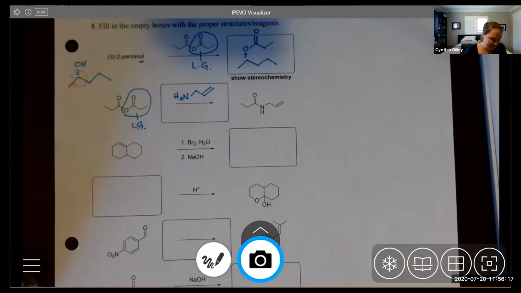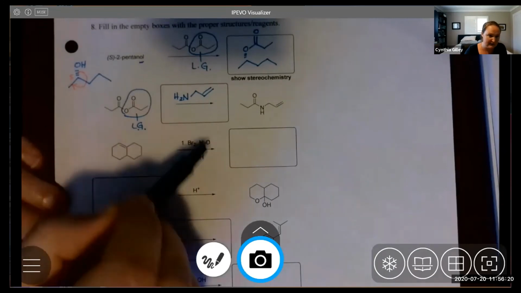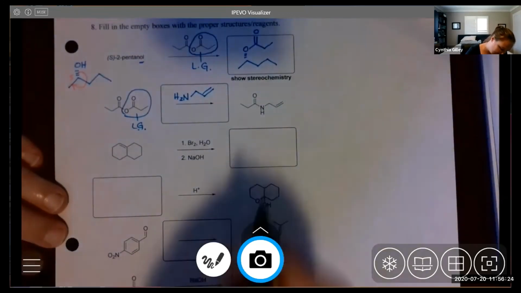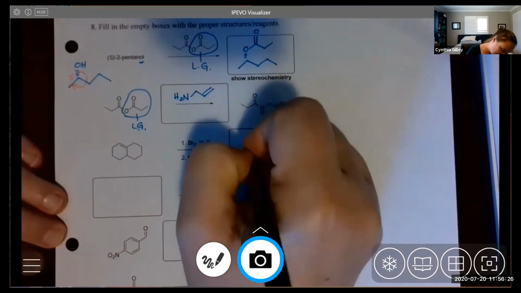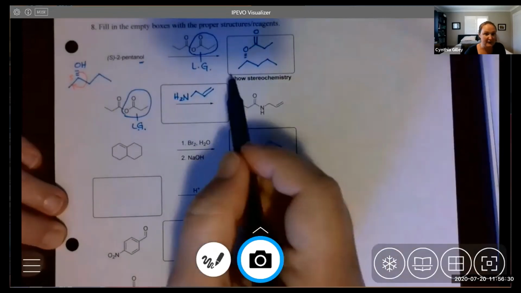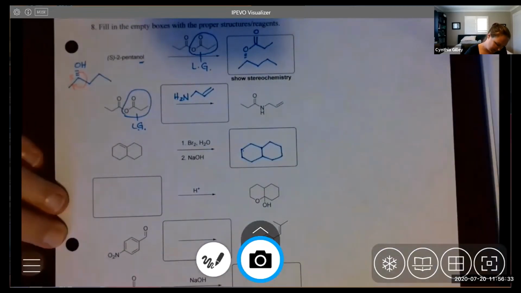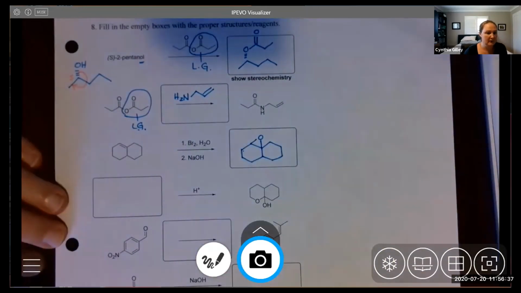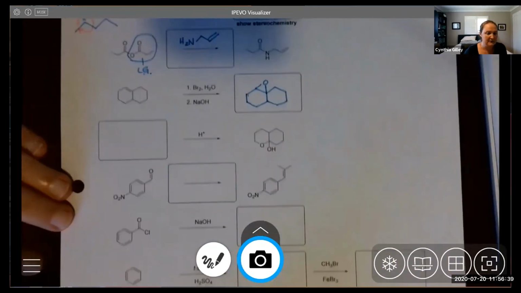So these are the conditions to form an epoxide, right? If you recall, it doesn't say show stereochemistry, so I guess we won't bother. In contrast to this one, which very clearly says show stereochemistry. We just need to make an epoxide for that one. So that's a review reaction.